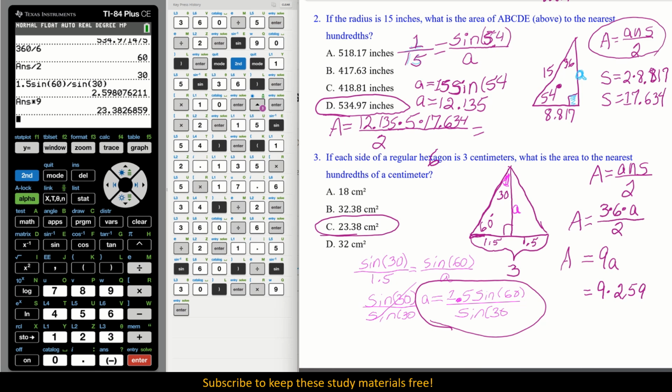2.599, somewhere in there. Okay. All right. If you can see that's the decimal. All right, let's move on.